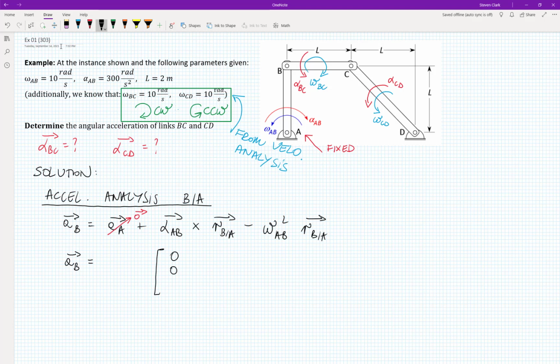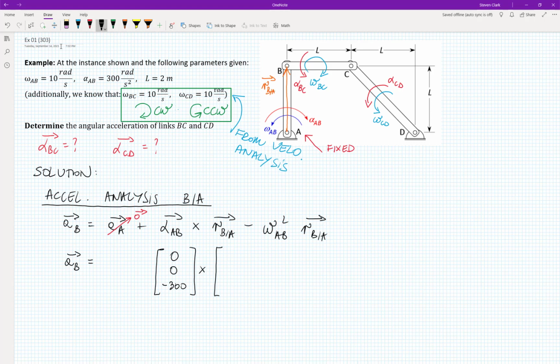Does alpha AB rotate in a positive or negative direction? I think it's negative. So it will be minus 300 cross this vector. Okay, I must draw that vector on the board. So let's say that it will be orange, okay? That orange vector is RBA.